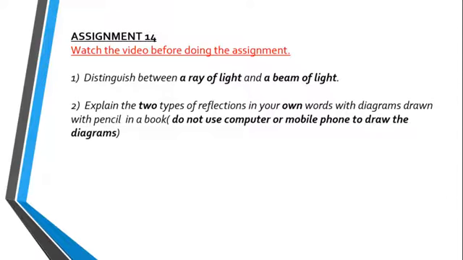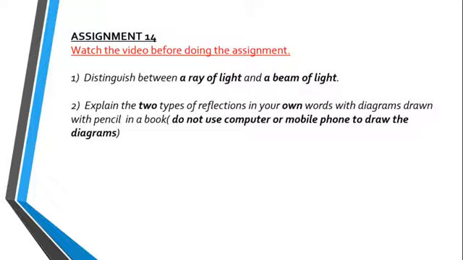Now, there's a change in the assignments posting. It's no longer separated from the lesson, it's attached to the lesson. So after studying the lesson, you now follow with the assignment. And the assignment is what you see. One, we are supposed to distinguish between a ray of light and a beam of light. By distinguish, I mean you should define a ray of light and a beam of light. You can support them with diagrams.